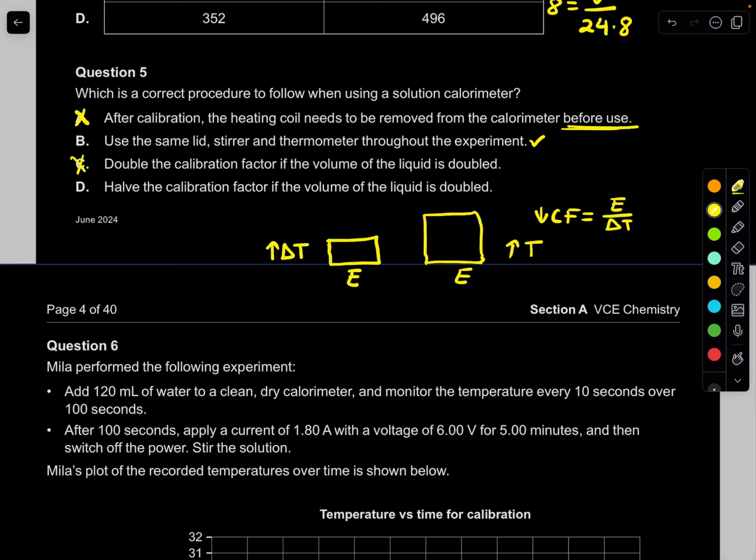Half the calibration factor if the volume of the liquid is doubled. Rubbish, same as the other one. Yeah. So double the calibration factor if the volume of the liquid is doubled. Yeah, it wouldn't make sense.